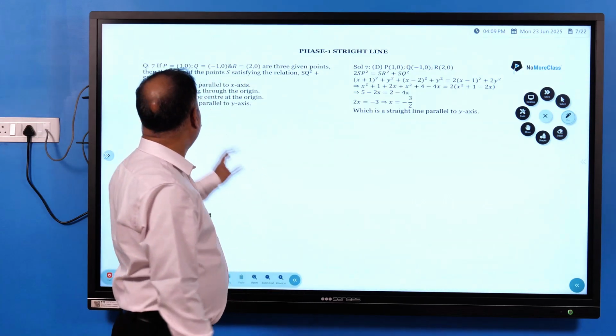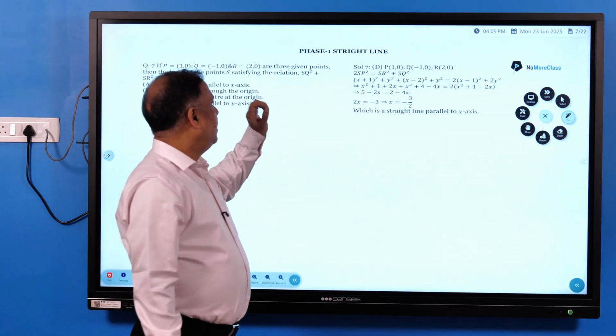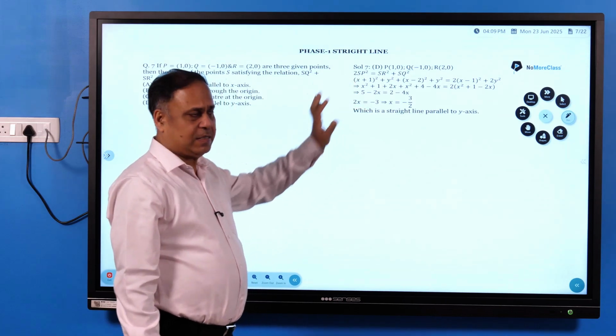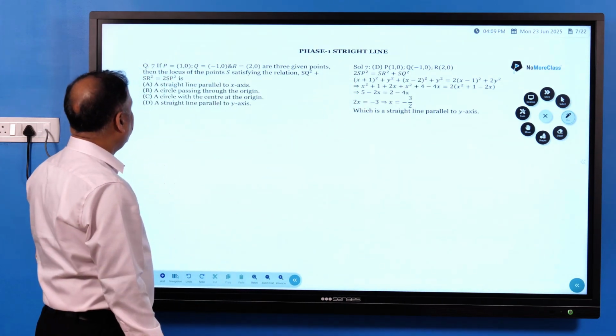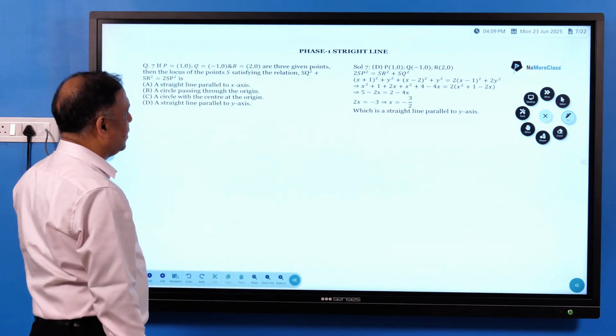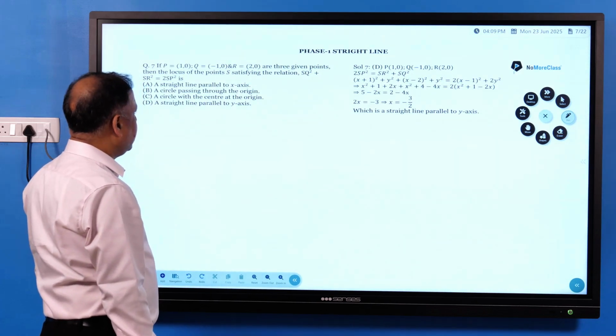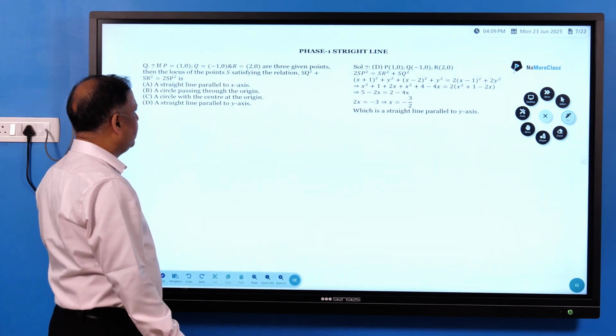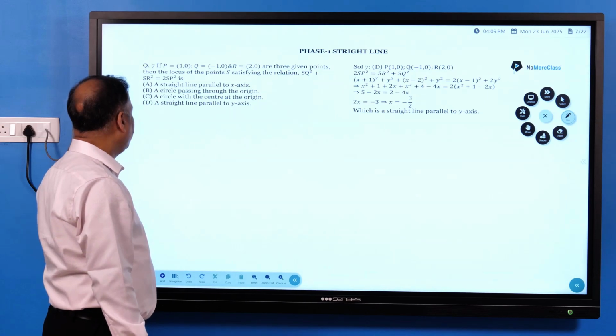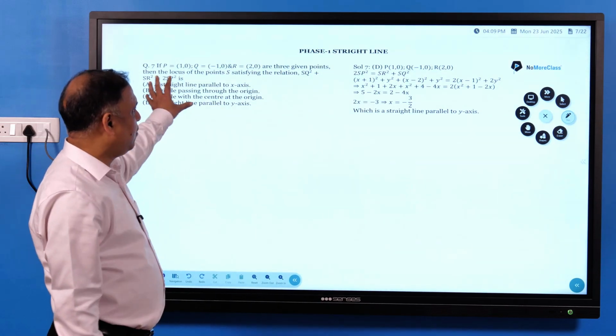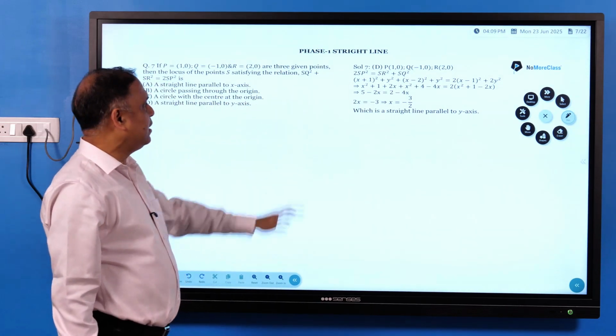So now come to question number 7. Exercise 2, phase 1, mathematics, straight line. P is given, Q is given, R is given. 3 points are given. Then the locus of the point S satisfying the relation SQ square plus SR square is equal to 2SP square. Surely a simple problem, just the distance formula you have to use, you will get the answer.